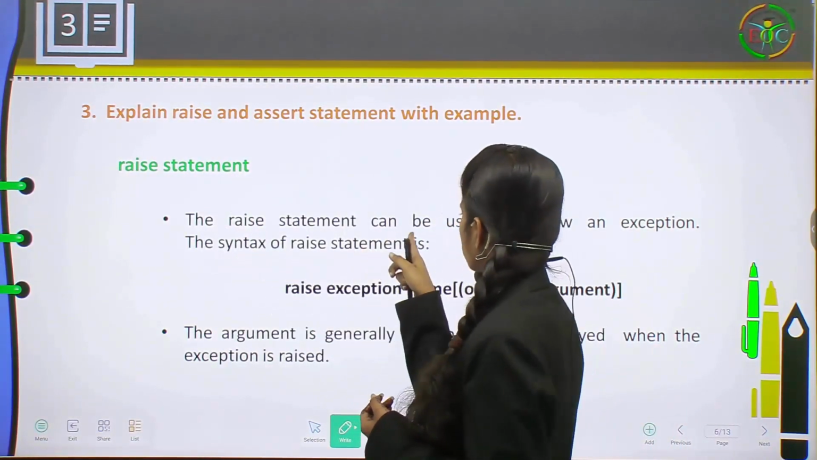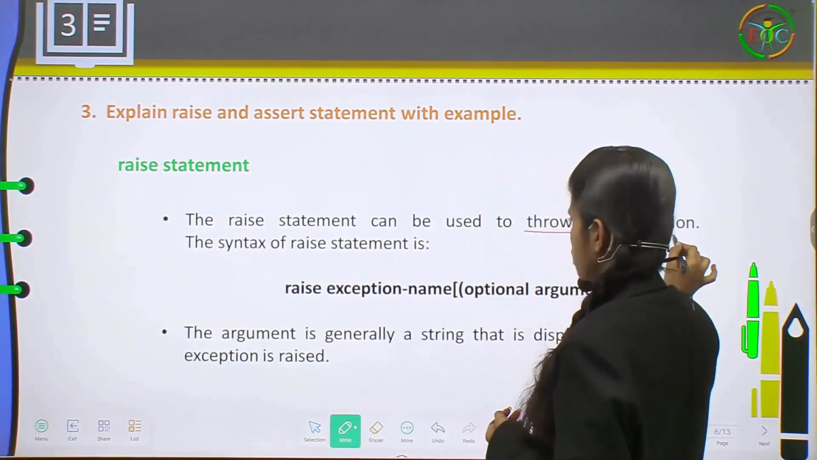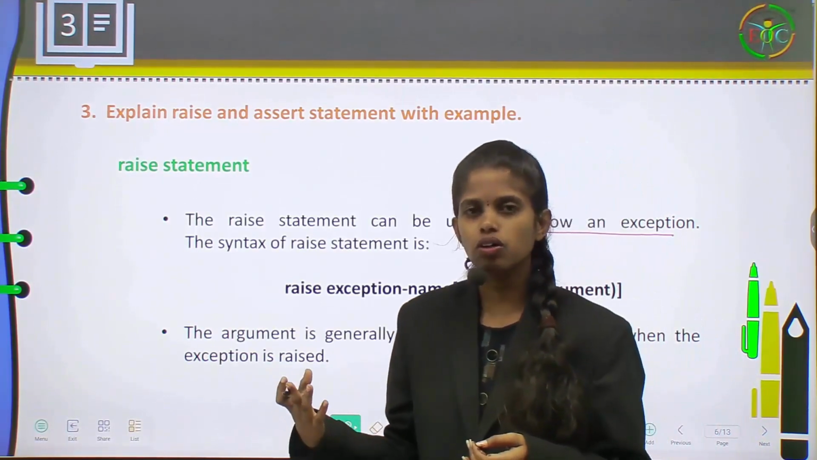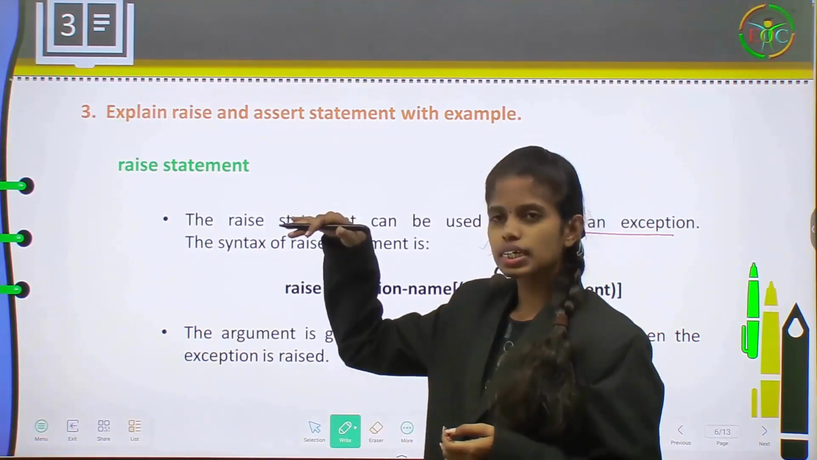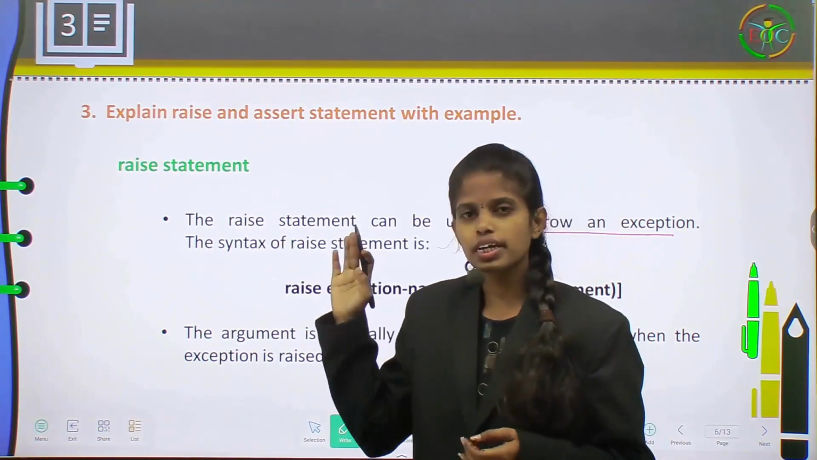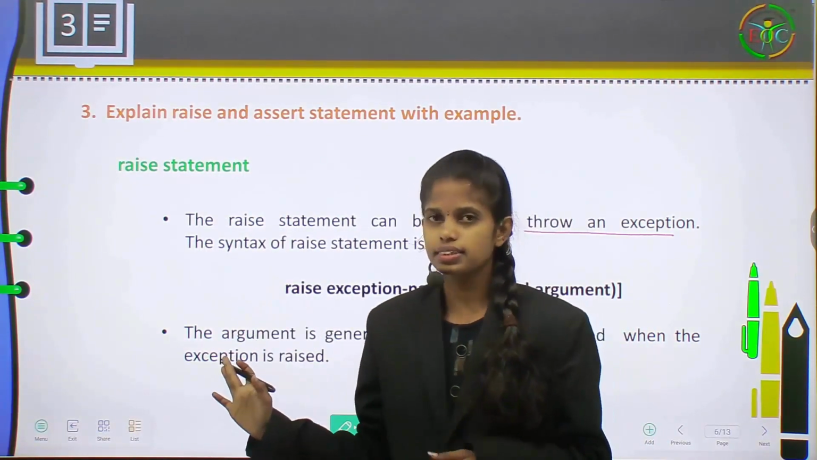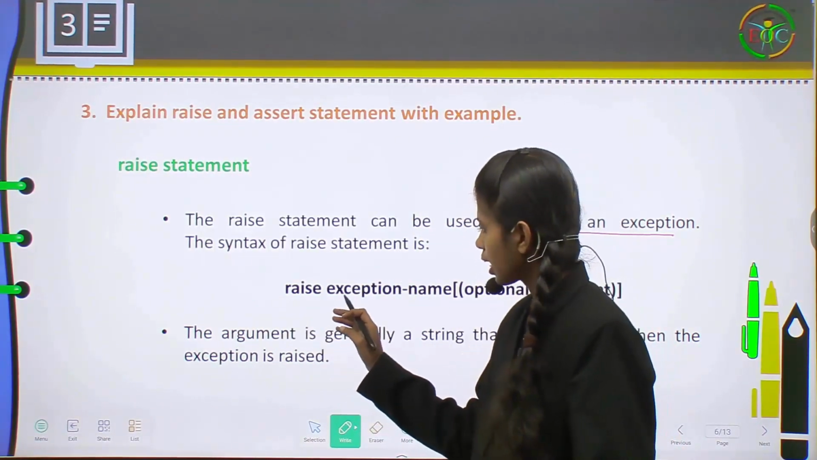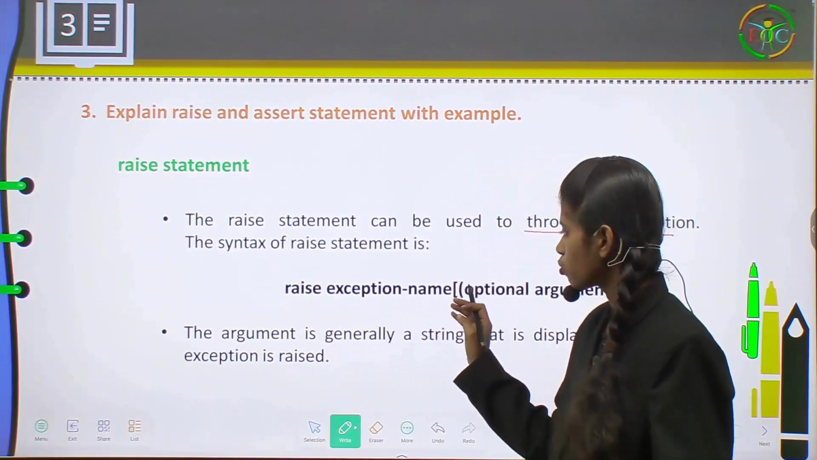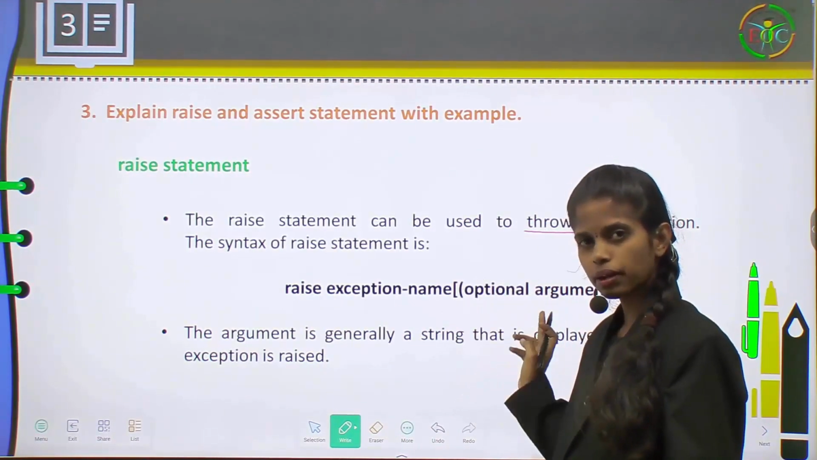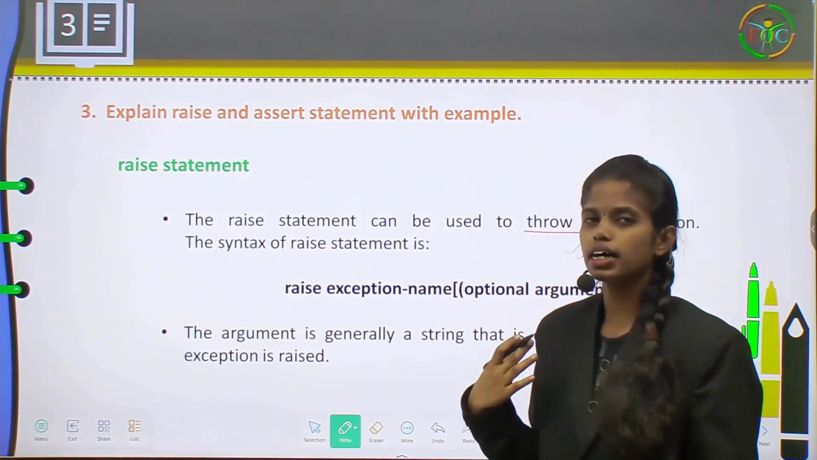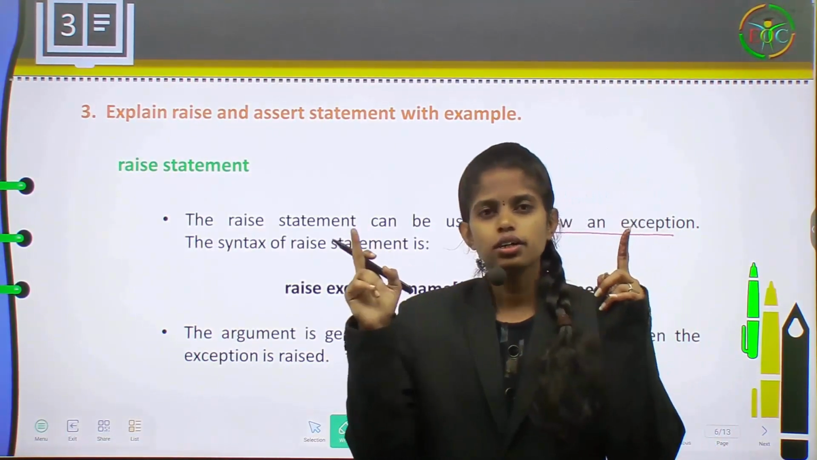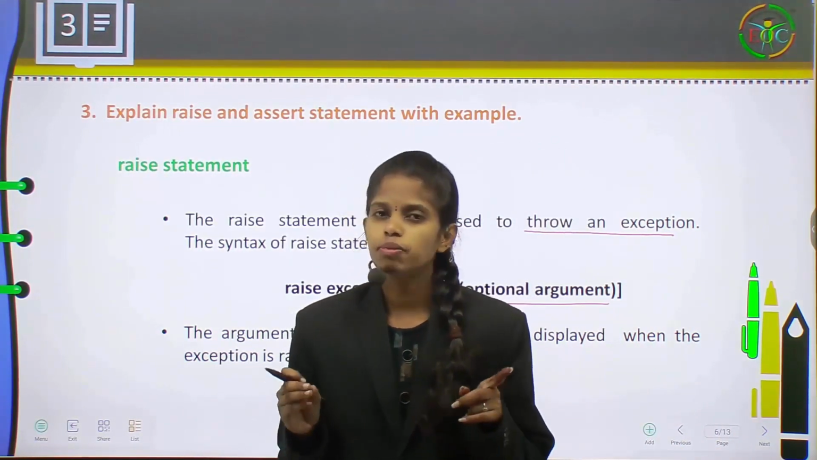The raise statement can be used to throw an exception. If you want to throw exceptions for some other block, you will use the raise statement, and you should write the syntax along with the example. The syntax is as follows: raise exception name, and open the square bracket, inside which you have arguments. Whatever you write inside the square brackets is optional.